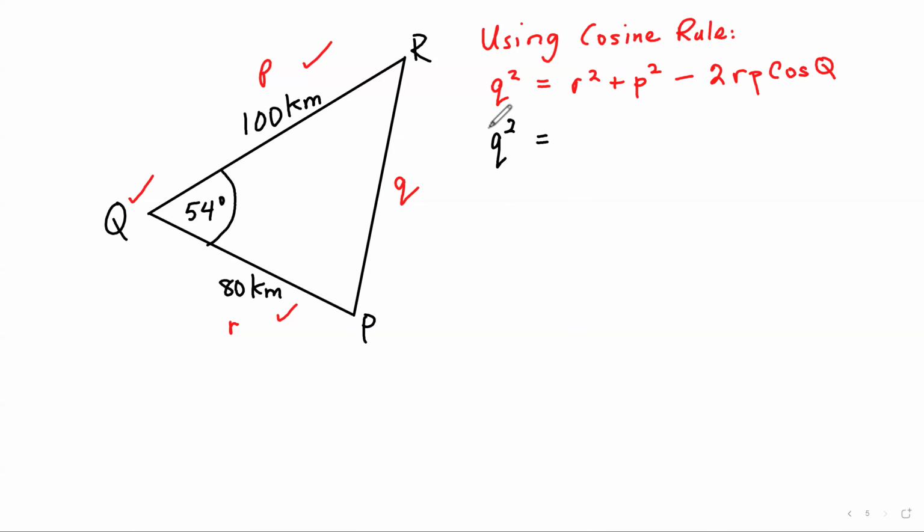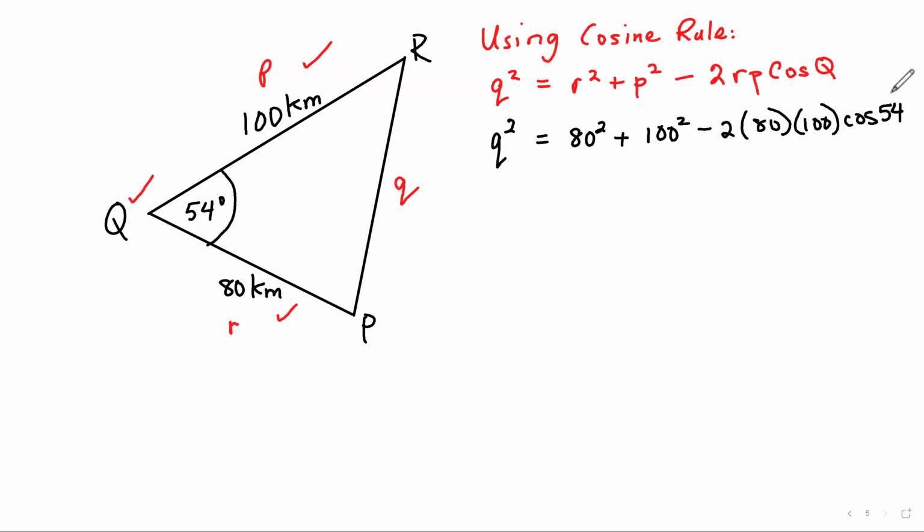R is which side? Oh, I lost Imani. Somebody else. Evan, where are you? You there, Evan? Yeah, miss. R squared is 80 kilometers. Right. So R squared will be 80 squared plus P squared. What's P? 100 squared. Minus 2 by 2 by 80 by 100. Yes. Cos of 54.